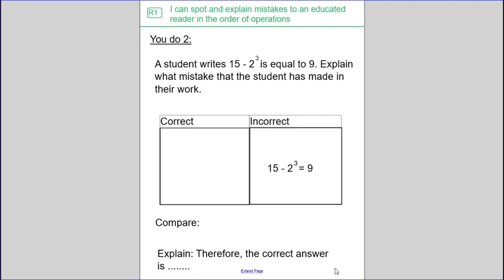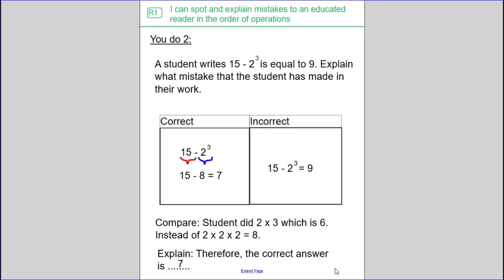Here's a question for you to try. Pause the video here. Here's the solutions. So for the correct answer, we had 15 subtract 2 cubed. Remember, 2 cubed means 2 times 2 times 2. So we've got 15 subtract 8, which is 7.